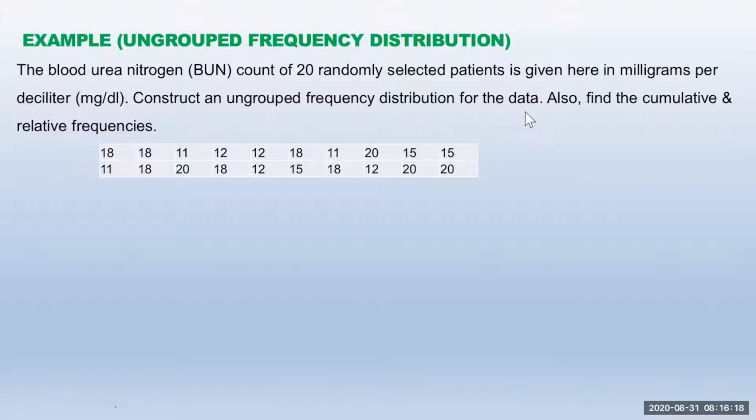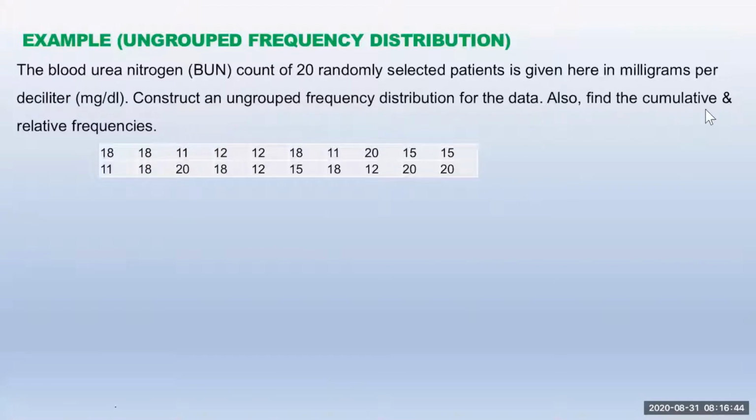When we say ungrouped frequency distribution, we are just counting how many 18s are there, how many 11s are there, how many 20s are there, and things like that. We are not making a class. We are not checking how many are there between 11 and 15. If we do that, that will be a group. But here we are doing ungrouped. So we are counting the individual data points and making a table. So construct an ungrouped frequency distribution for the data.